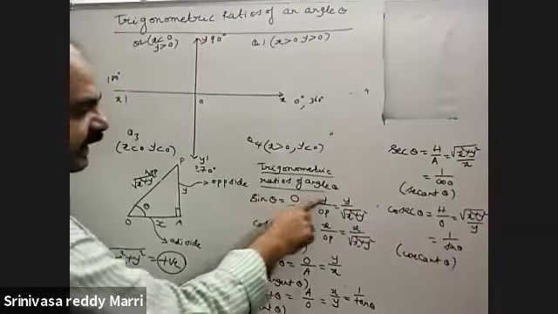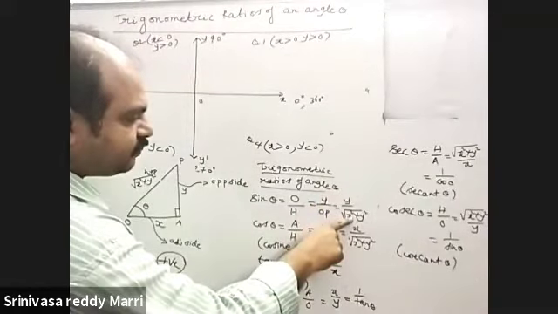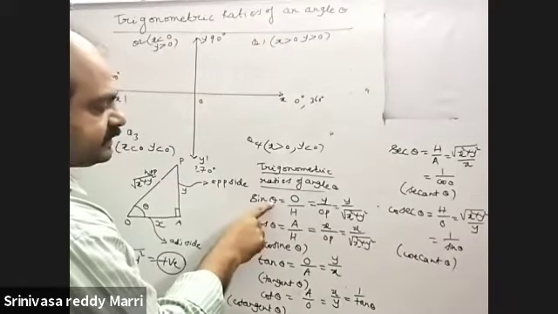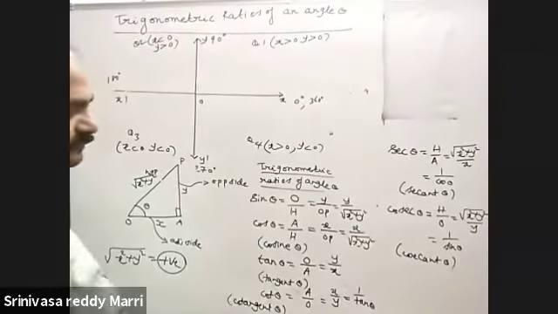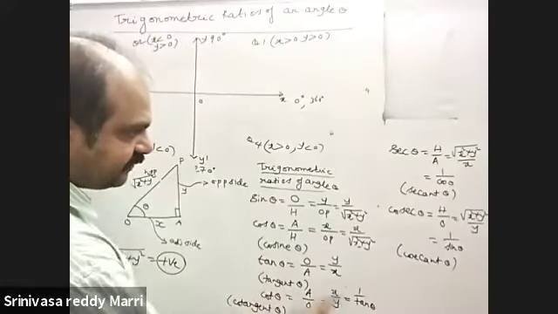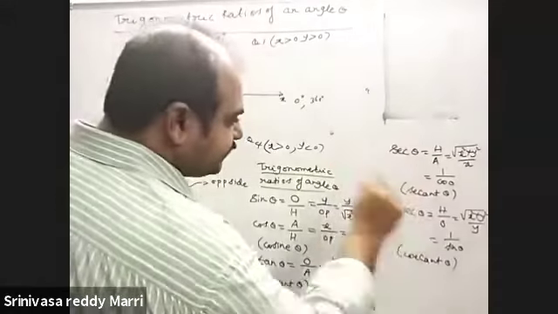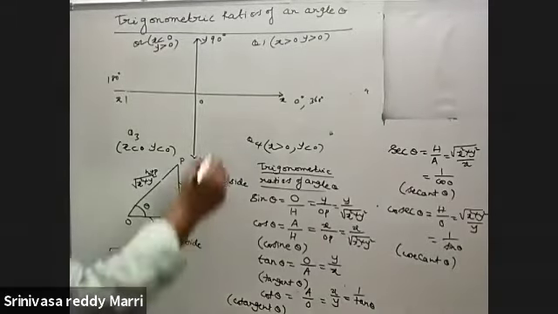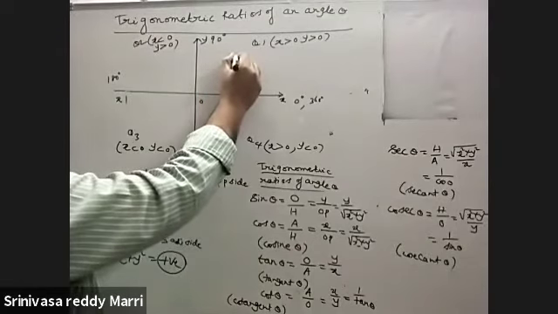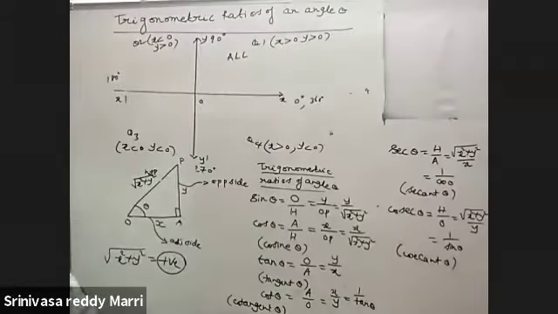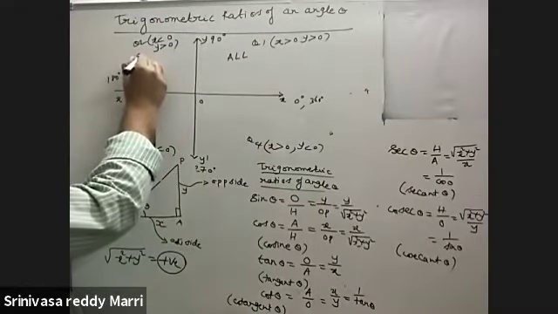Now look at sin theta, positive quantity divided by positive quantity. If angle is in first quadrant, sin theta is what? Positive. Cos theta is what? Positive. Tan theta positive, cot theta positive, secant theta positive, cosecant theta positive. That means in quadrant 1, every trigonometric ratio will be positive. Here we will write all. That means all positive here.